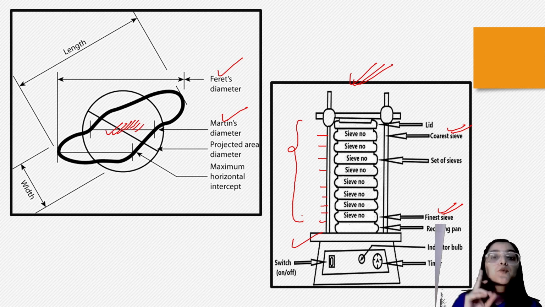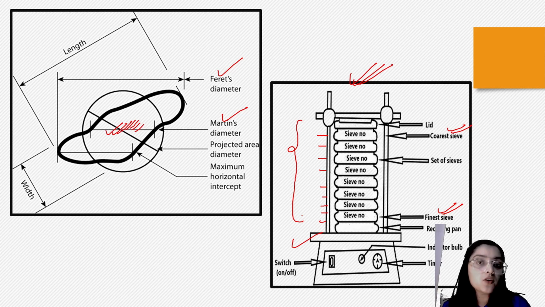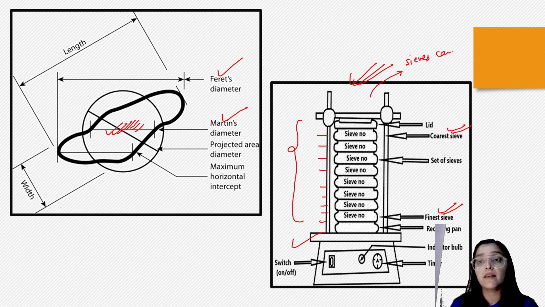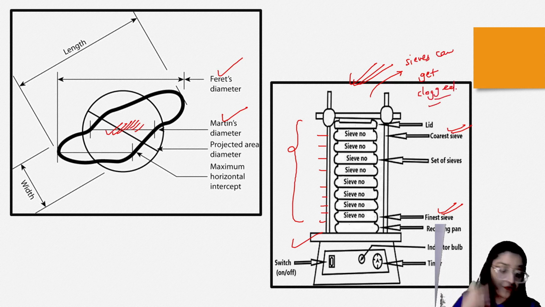Now there will be one problem in this method. As I mentioned in the optical microscopy part, we cannot make out the depth of the particles, and the counting, in fact, is a very slow method. In this case, the sieves can get clogged, right? Or the agglomerates that will be formed will be very difficult to pass through these sieves. Okay, so this is a little disadvantage.